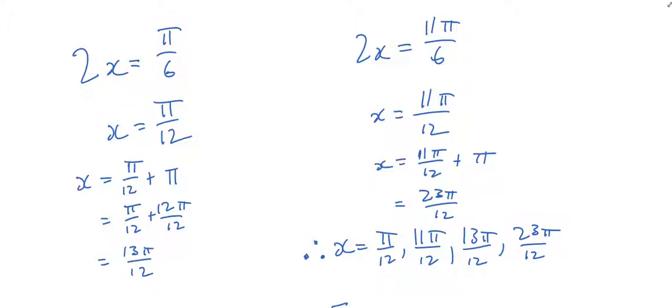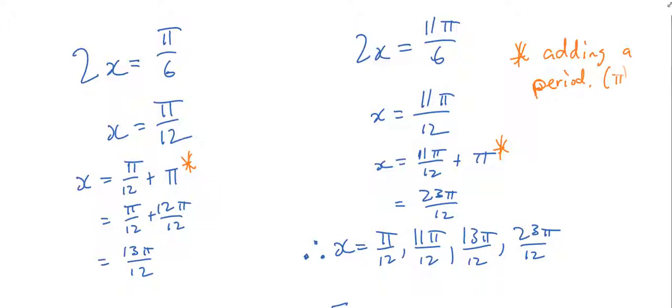Actually, I'll use orange. Right here and right here, I was adding a period, which in this case is pi. So the nice thing is that's what you're always going to do, but I hope you understand the reason why we do that, because you could memorize. I could have just said, oh, and by the way, there's 2 more answers, add pi to find them. And you'd be like, all right, I don't understand, but I'll do that, right? Oh, it worked every time.